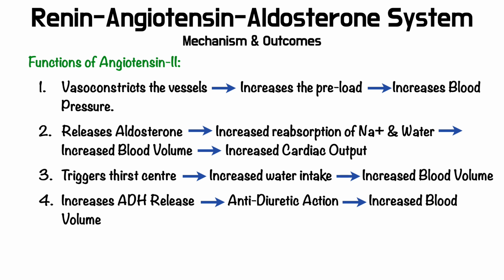Another one is that it triggers the thirst center. Increased thirst will lead to increased water intake, right? So that is how increased blood volume will happen, and that will lead to increased cardiac output again. Another function is that it increases ADH release, that is antidiuretic hormone. So antidiuretic action will be there. There will be a decrease in urination or urinary frequency, and that will lead to increased blood volume indirectly, and that is when it will increase the cardiac output, ultimately blood pressure, right?